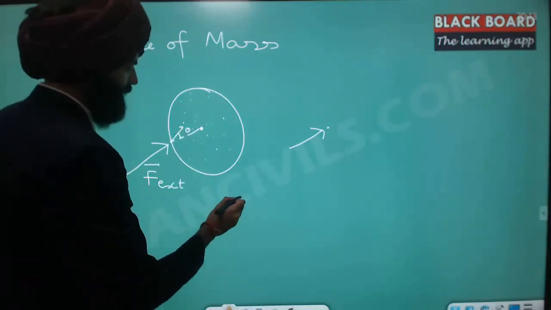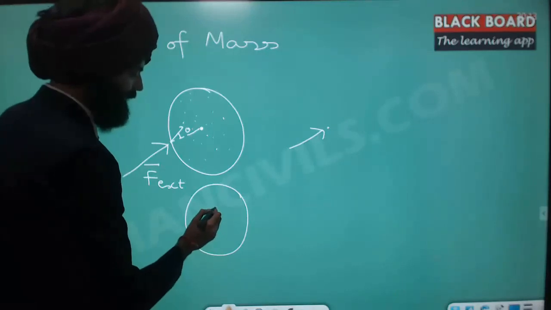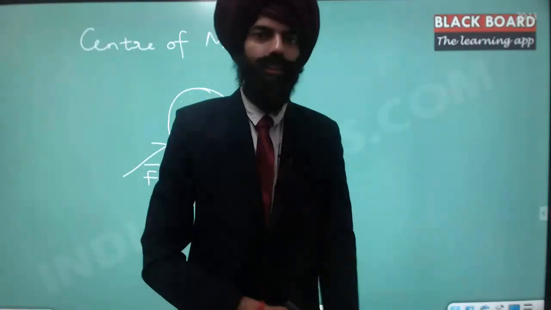Instead, if this is the body, instead of just a point inside the body, we say the external force is acting on that point. In this way, the whole calculation becomes much easier.